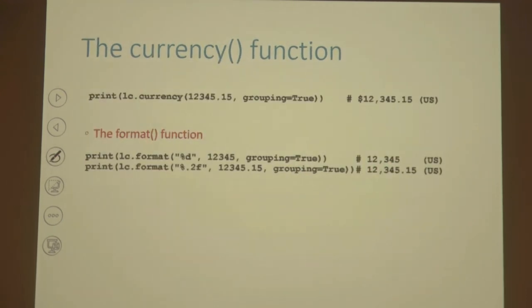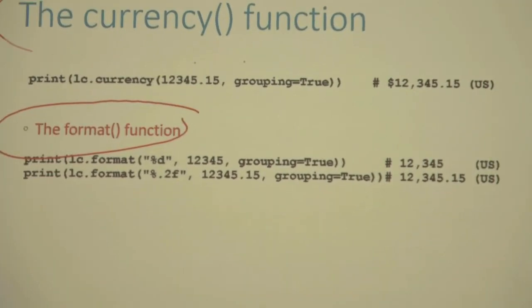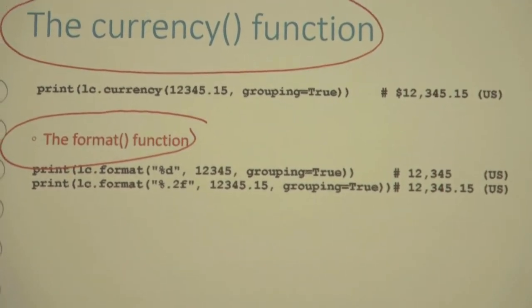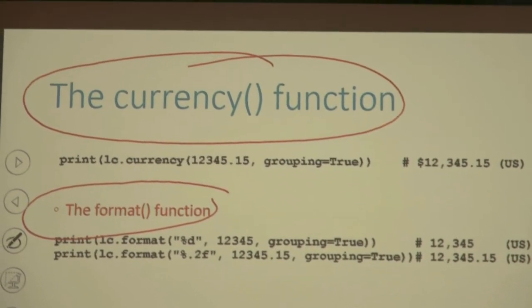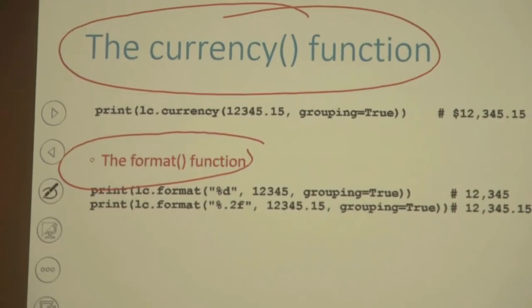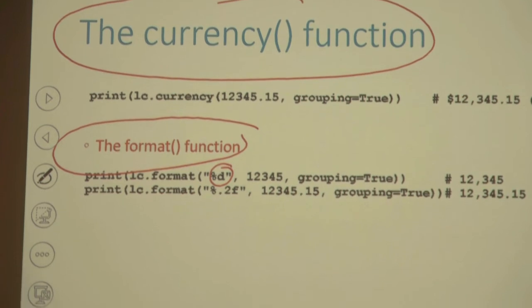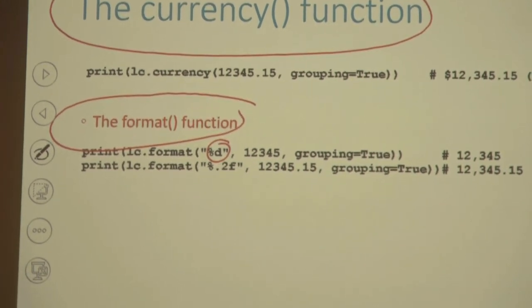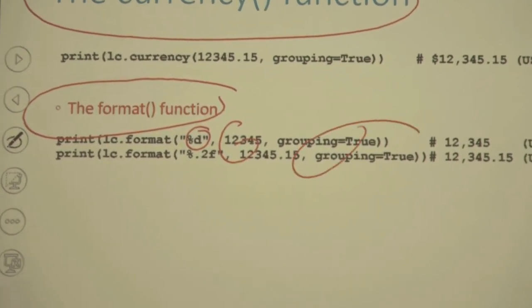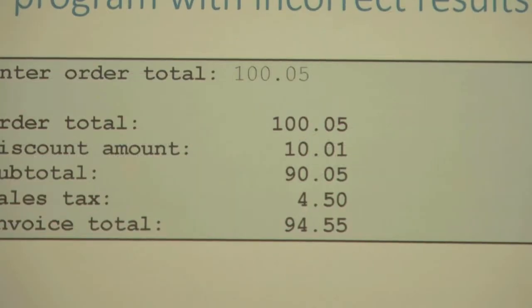Also, you could use the format function to set the currency and all of that. So for example, print locale.format, and it has to be a digit, this is the digit and this is the grouping, you do grouping without grouping names.